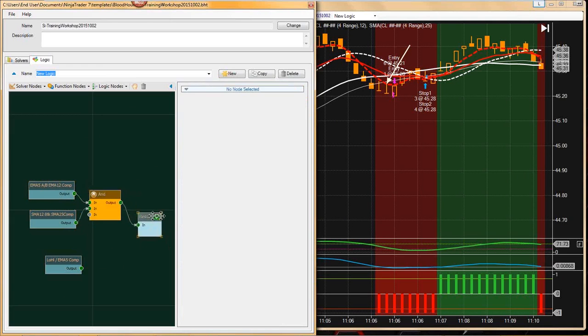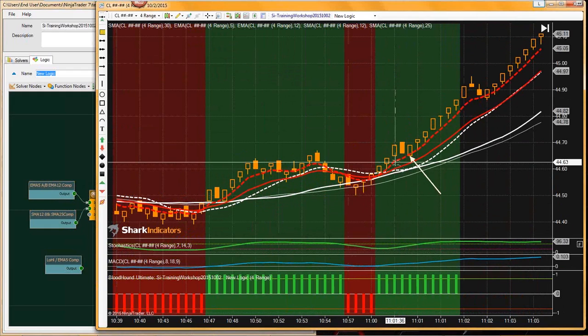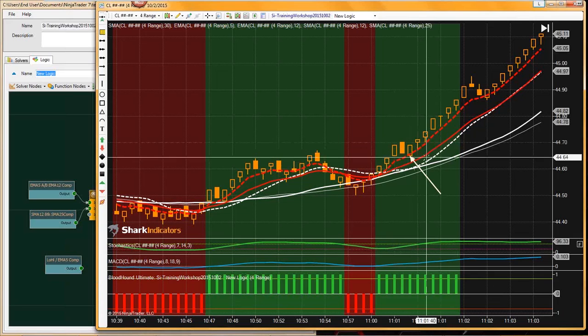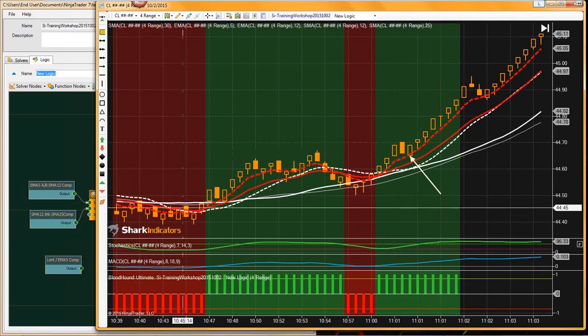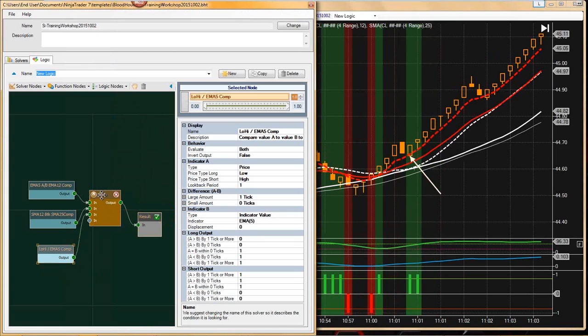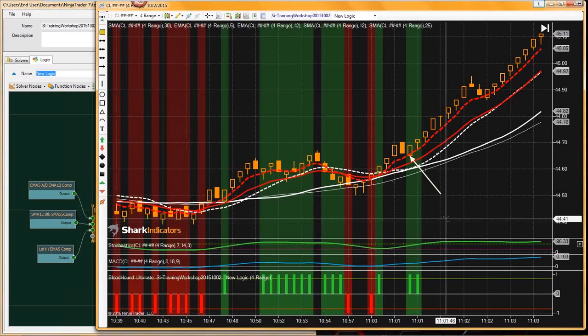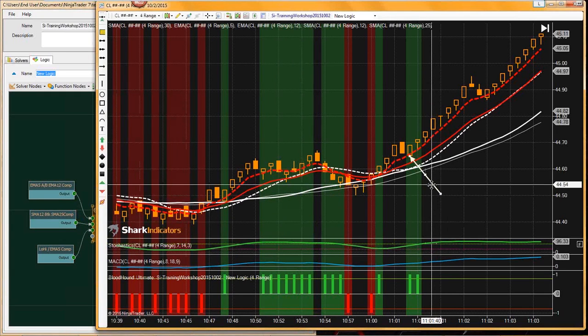All right, so let's see what we have so far. This is just our EMAs crossed above or below, and our SMAs within 8 ticks of each other. And now if we connect this in, that will actually generate the signal. All right, so there we go. That's the actual signal right there.